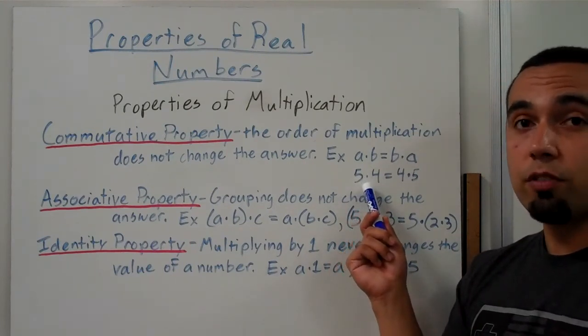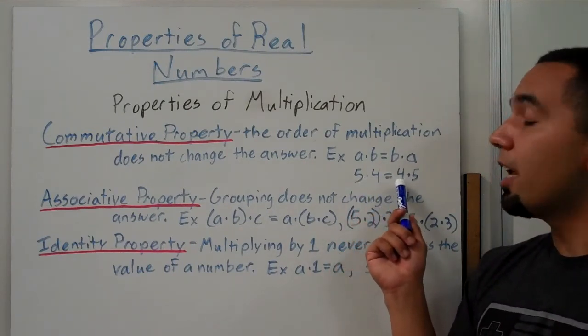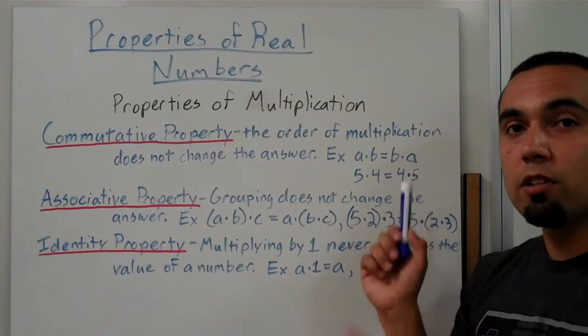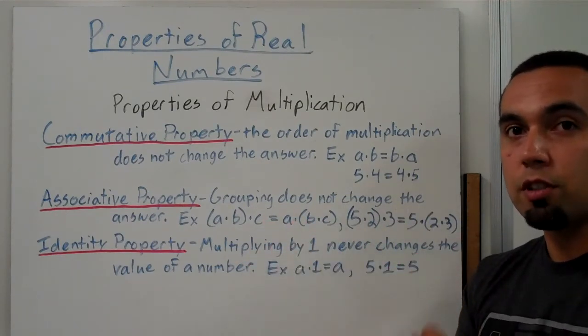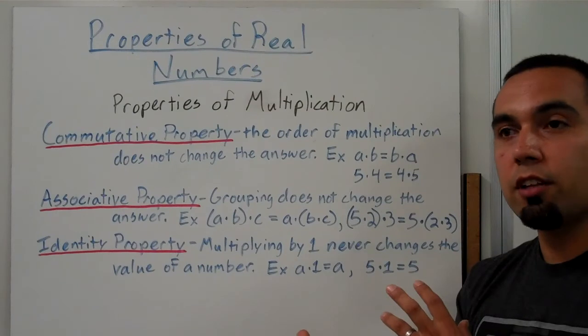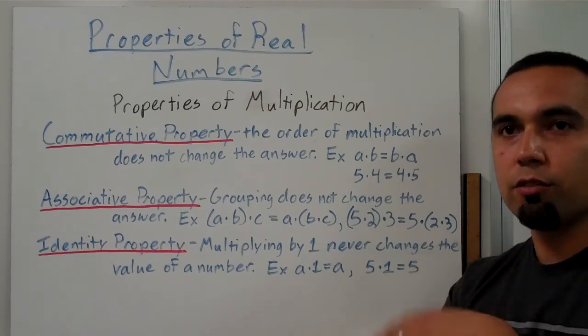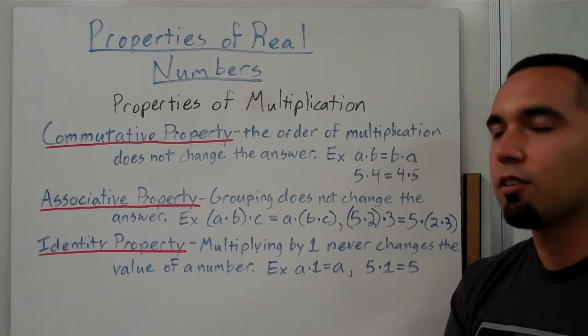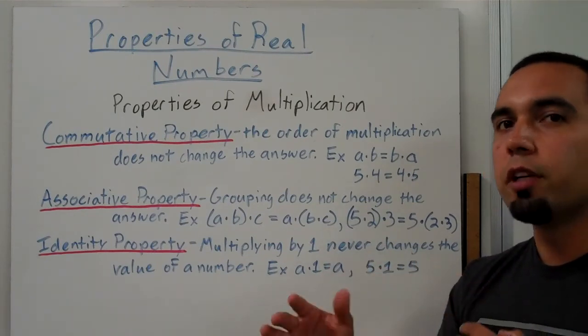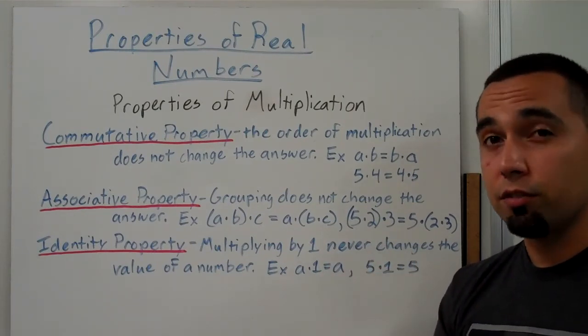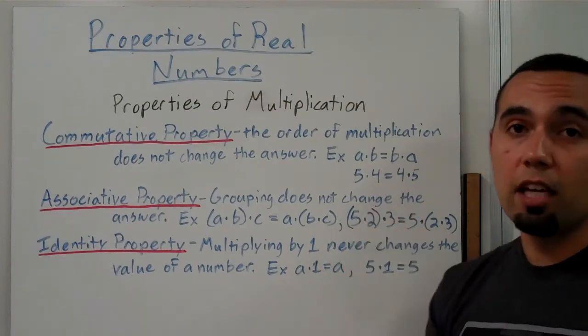So 5 times 4 equals 20. It's the same as 4 times 5. Doesn't matter whether the 5 comes first or the 4 comes first, as long as we're multiplying two numbers together, or for that matter, any number of numbers together. If we're multiplying 3 numbers together, 4 numbers together, it doesn't matter which number comes first. We can move them around to make it easier for ourselves. We're always going to get the same answer.